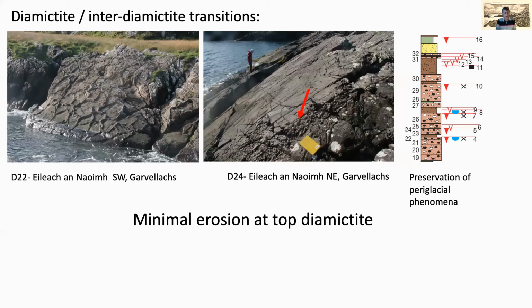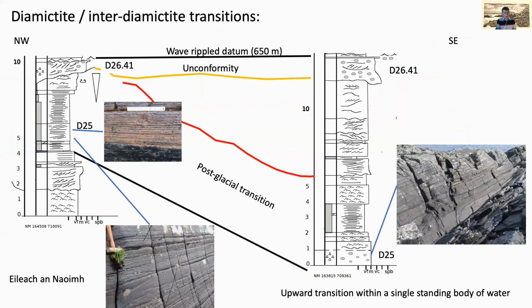So the conclusion I would draw is relatively minimal erosion at the top diamictite. So, low energy passage between diamictite and interdiamictite units, preserving the periglacial phenomena at the top of the diamictites. This is an example of a log section from that place at the top of D25, showing that transition into a coarsening upward sequence up into sandstones.